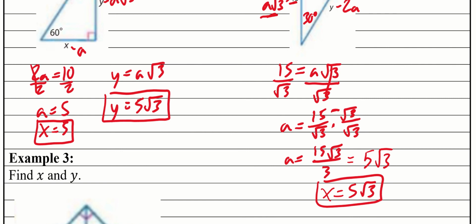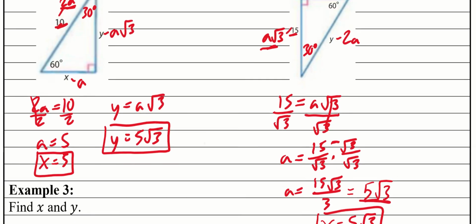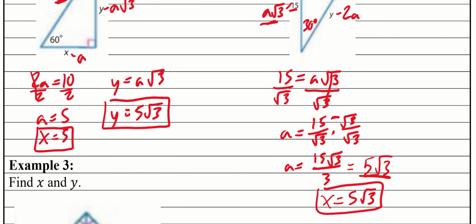So always solve for a first, 5 square root of 3. And now that we have a here, we can also solve for y. We said y is just going to be 2a. So y equals 2 times 5 square root of 3.